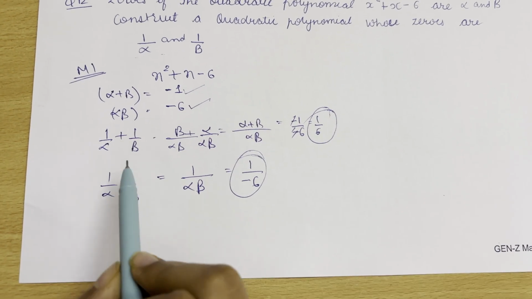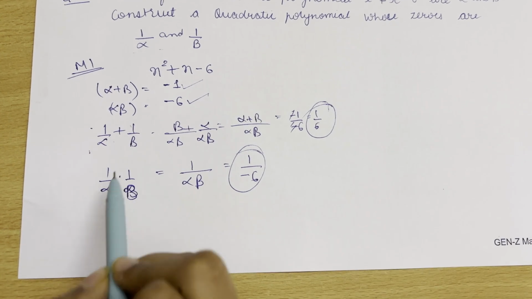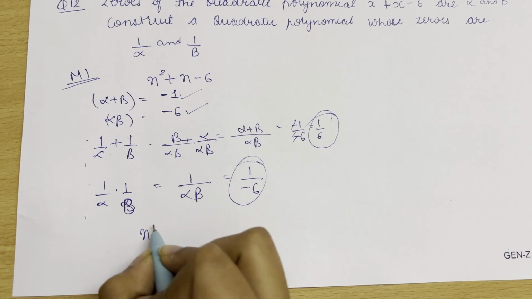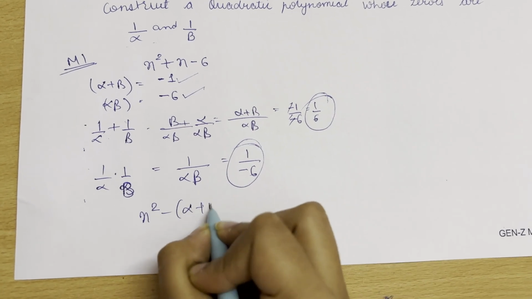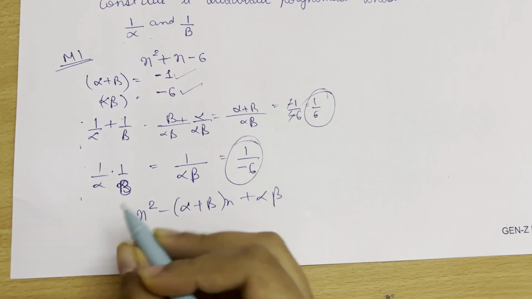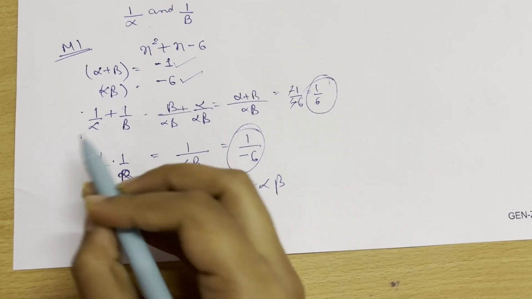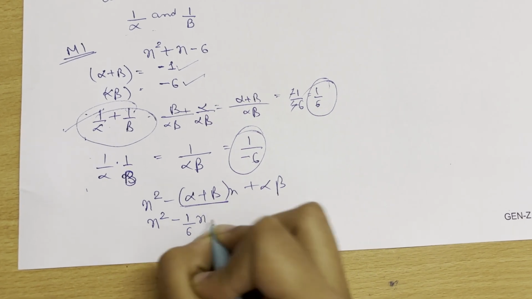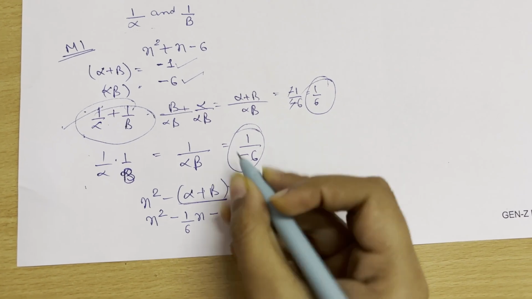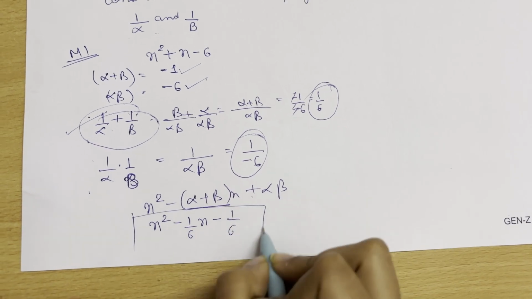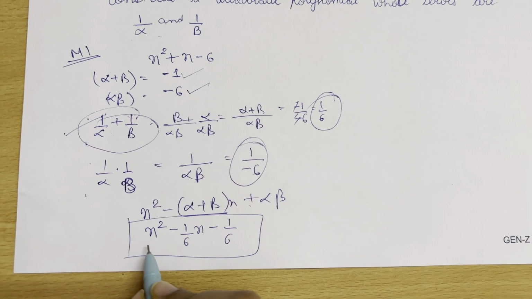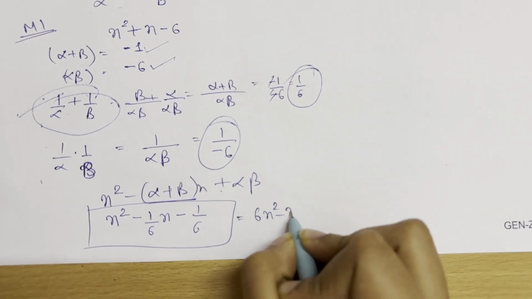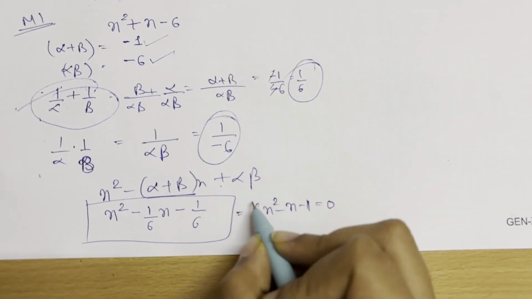So alpha plus beta here is 1 upon alpha plus 1 upon beta, and my alpha beta is 1 upon alpha into 1 upon beta. So that could be written as x square minus (alpha plus beta)x plus alpha beta. My alpha plus beta, which equals this, can be written as 1 by 6 x minus 1 upon 6. You can further simplify it by taking the LCM 6. That will be written as 6x square minus x minus 1 equals to 0.